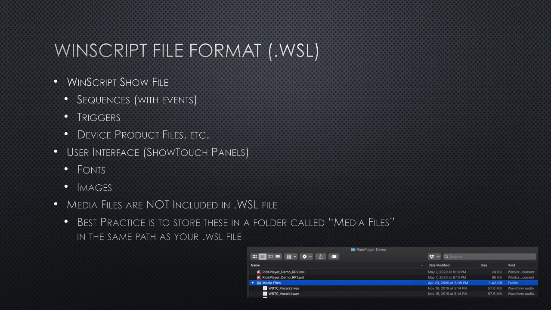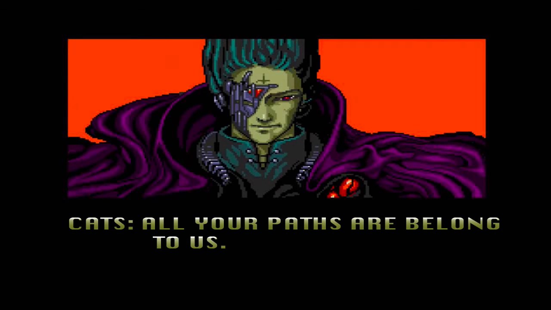As a best practice, we recommend creating a folder for your project containing the project file with an extension of .wsl, and a folder called media files containing all of your media. That way you can zip the entire folder and transfer it to source control, a colleague, collaborator, a client, a vendor, etc., and all your paths will be valid.